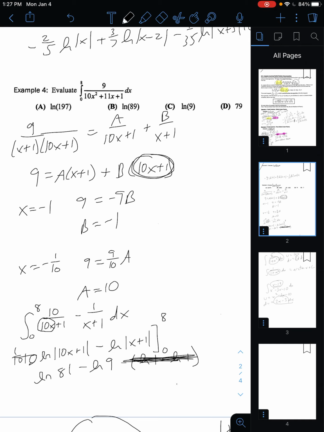But going back to Algebra 2 and pre-cal, remember when you're subtracting two logs, that's the same as one log, but dividing the arguments, dividing the things inside. Not subtracting them, but dividing them. So that would be natural log of 9. So C.